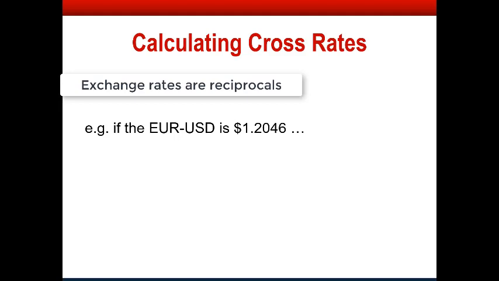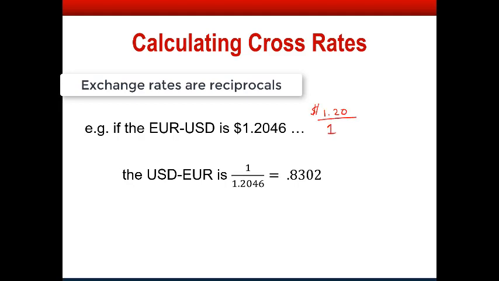So if the euro-US dollar rate is $1.2046 per euro, that means the US dollar-euro rate is the reciprocal. Flip that around. So this is 1.2, let's just round that to $1.2 per 1 euro. And I like to think about this as a fraction, a unitized ratio, in other words. $1.2, and the fraction bar, read that as per 1 euro.